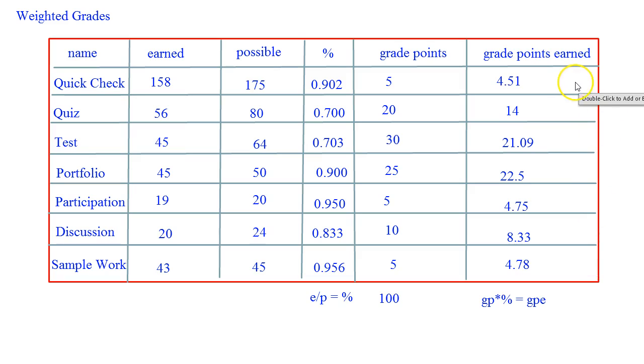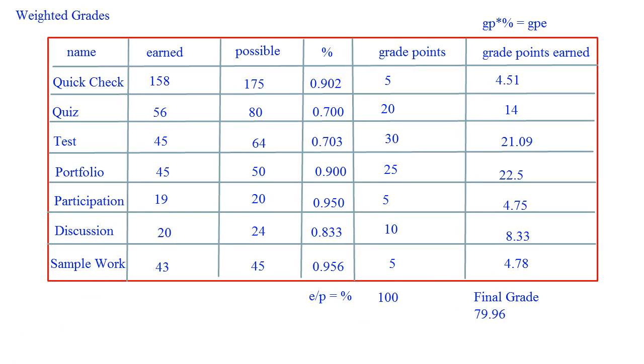Now, separately, these all look like big fat F's, but if we add them all up, guess what? Let me move this up here. We actually have our total. So I'm going to calculate that real fast. All right. Now, what we do is we get the final grade of 79.96.